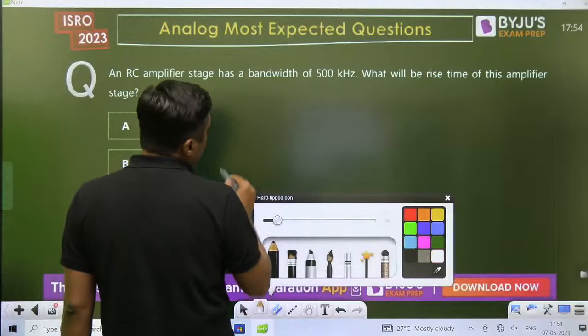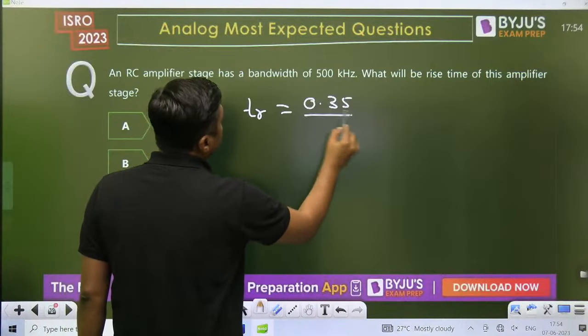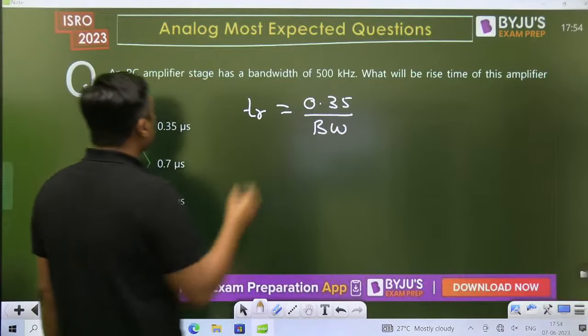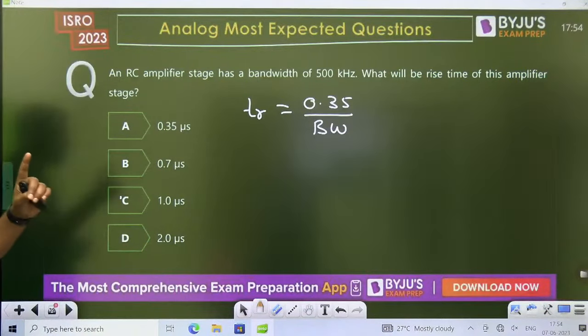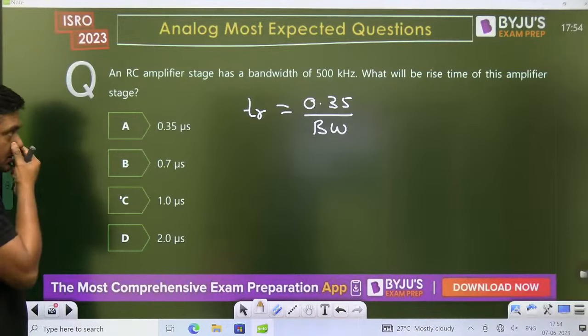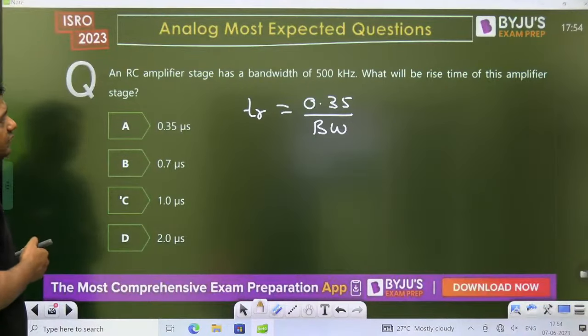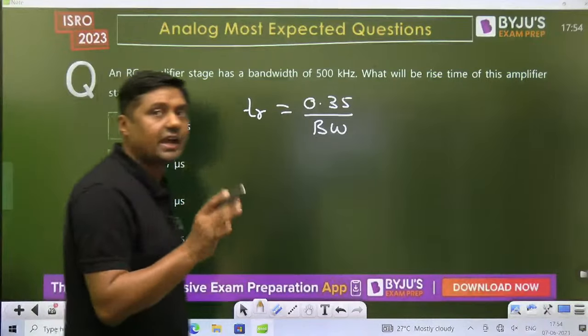Always remember, the rise time TR is 0.35 by bandwidth, and that will give you the answer. Please use your calculator, guys, calculators are not allowed in the exam. So 0.35 divided by 500, you will get 0.7 microsecond for this particular question. That is the formula for rise time.